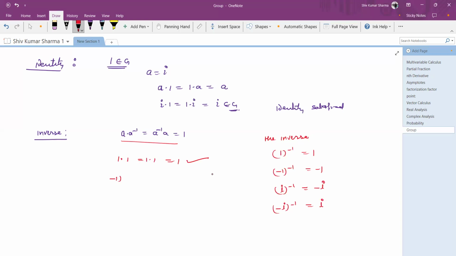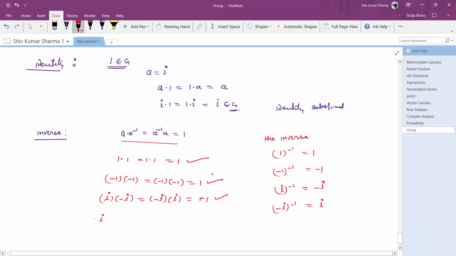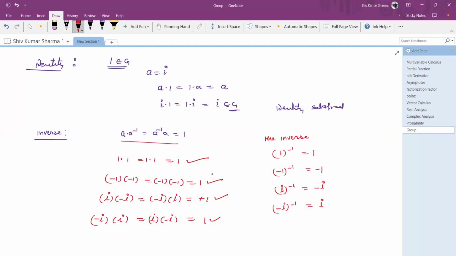Second, we take element minus 1. The inverse of minus 1 is minus 1. So we can write this as also satisfied. Third, we can take iota. So what is the inverse of iota? Iota inverse is minus iota. So we can write minus iota into iota, or iota square is equal to minus 1, or minus minus plus 1, means satisfied. Fourth one is we can take minus iota. The minus iota inverse is iota. So we can write iota into minus iota gives also equal to 1. So satisfied. So hence the inverse also belongs to G. So we can write inverse satisfied.